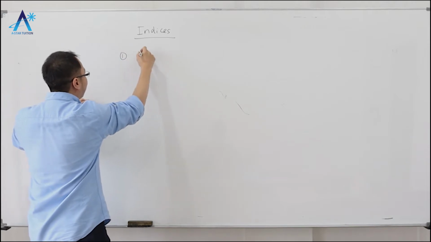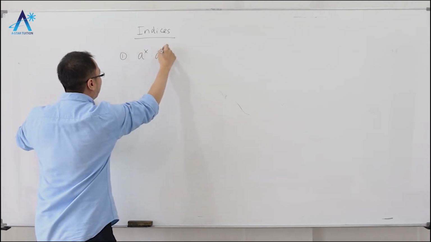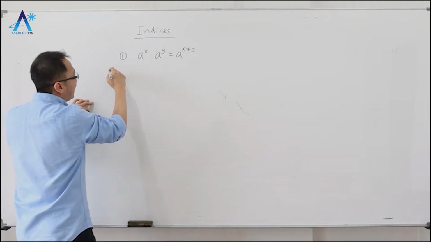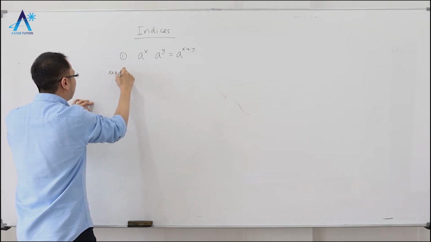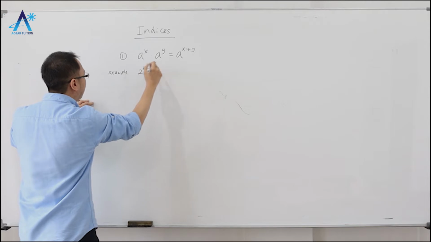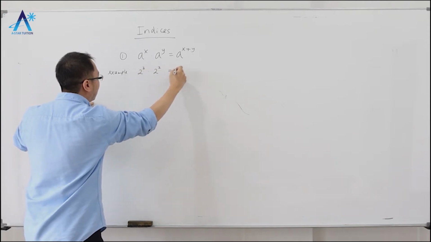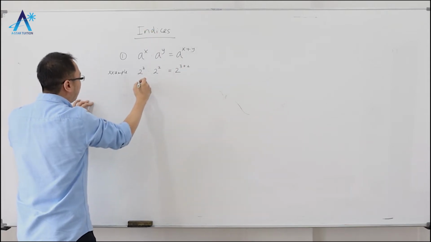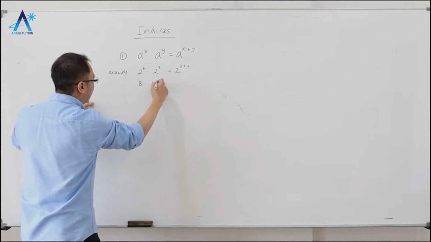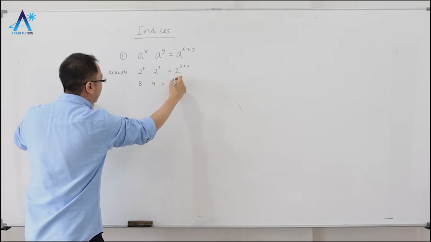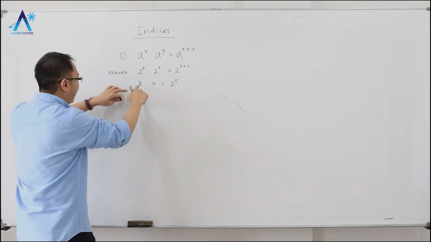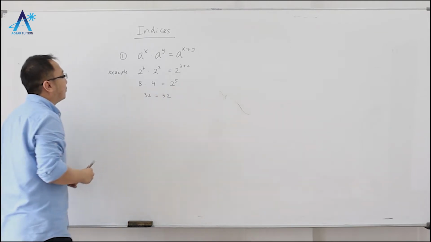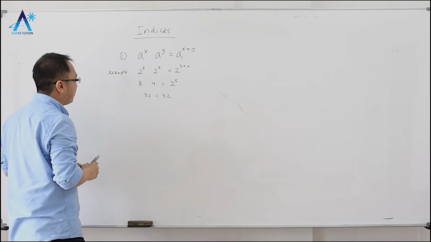The first one is a to the power of x times a to the power of y is equal to a to the power of x plus y. Here is the example to verify this. 2 to the power of 3 times 2 to the power of 2 is equal to 2 to the power of 3 plus 2 according to this rule. 2 cubed is equal to 8, while 2 squared is equal to 4, and we have 2 to the power of 5 on the right hand side. 8 times 4 is equal to 32, 2 to the power of 5 is also equal to 32. Therefore, this first rule has been verified.